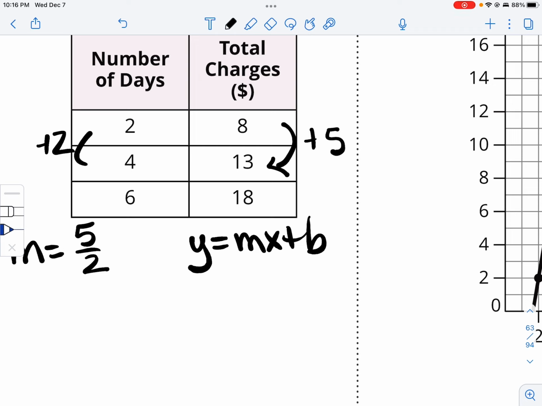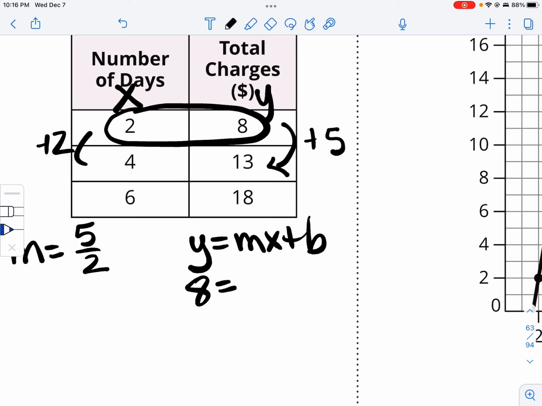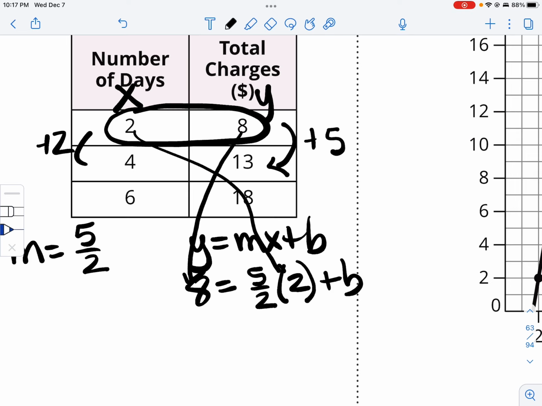I'm going to use this one right here. These are my x values, these are my y values. I'm going to replace my y with 8. I'm going to replace my m with 5 over 2. I'm going to replace my x with 2. Where did I get it from? This number came right here. This number came right here.